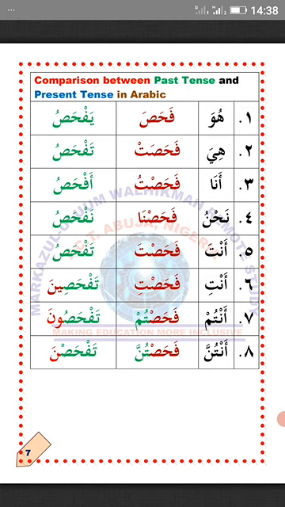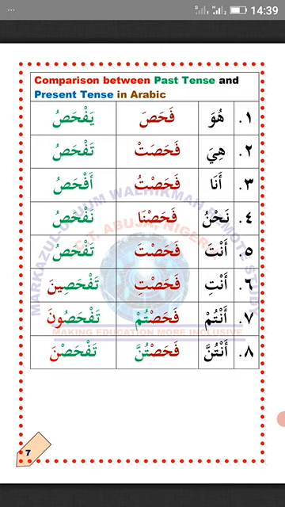Number 4. Nahnu, we. Fahasna, we have tested or we tested. Nafhasu, we are testing or we test. Number 5. Anta, you, representing a single male person. Fahasta, you have tested or you tested. Tafhasu, you are testing or you test. Number 6. Anti, you, representing a single female person. Fahasti, you have tested or you tested. Tafhasina, you are testing or you test.